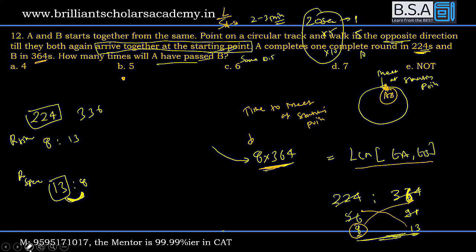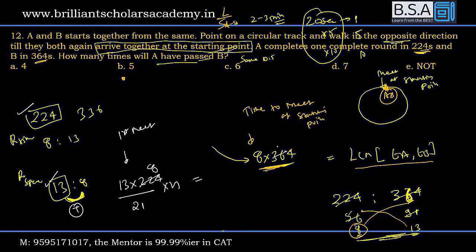So here, what is the track length? Multiply this and multiply this, multiply any one. 13 into 224 is the track length. In opposite direction, speeds are added. This is 21. This much time will be required for the first meet. First meet into n is equal to this. Apply the ratios, finish this off. So what was cancelled was 8 and 13. So n is equal to 25. So the 21st meeting is happening at the starting point.